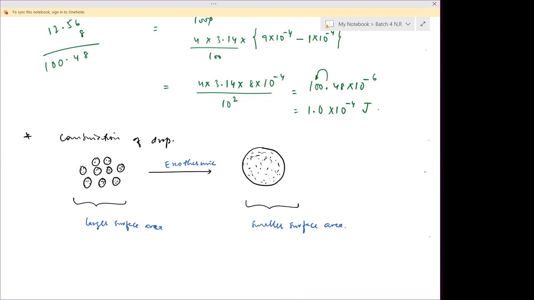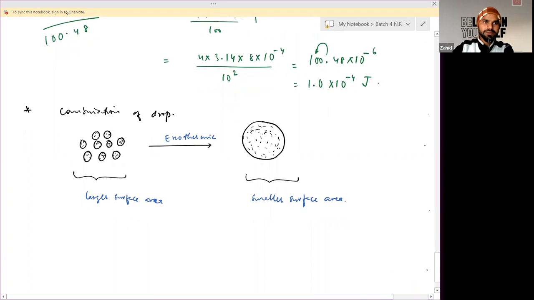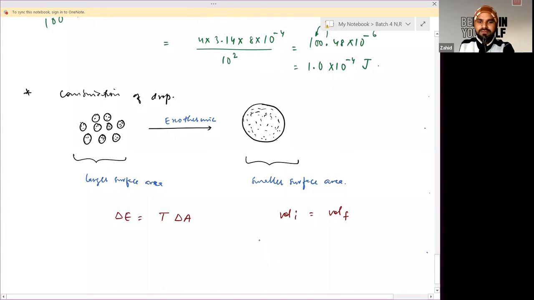Yes, sir. So you will be asked to calculate the amount of energy difference between these two bodies. How to calculate the amount of energy evolved during this reaction? Change in energy will be equal to surface tension times change in area; in the case of a bubble or drop, it will have just one surface exposed. Next, according to conservation of matter, volume initial should be equal to volume final. Initially, we have n small drops, each having volume 4 by 3 pi r cube, equal to a single large drop having volume 4 by 3 pi capital R cube. So 4 by 3 pi cancels out. So capital R will be equal to n to the power 1 by 3 times small r.